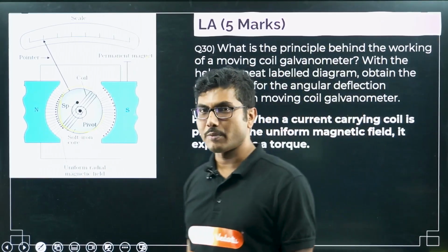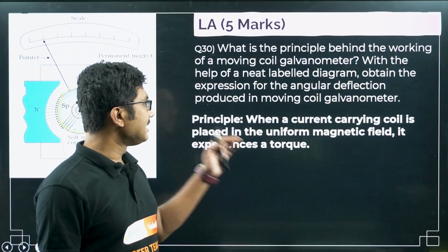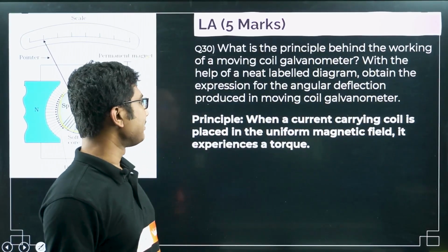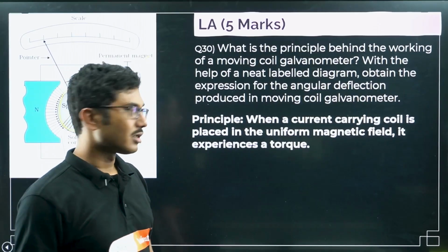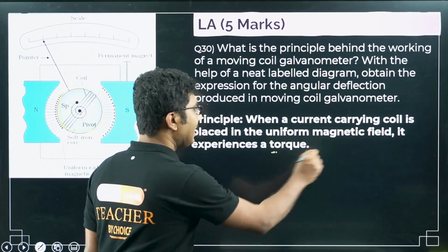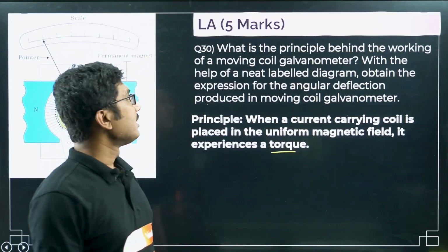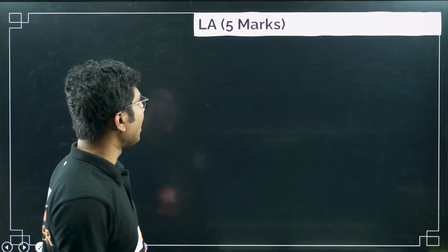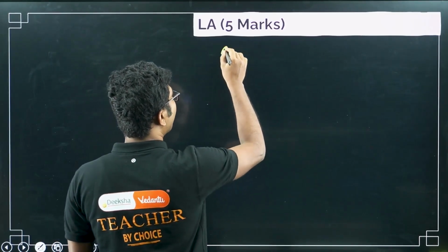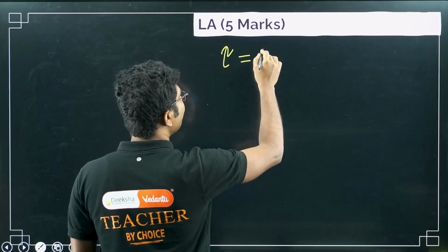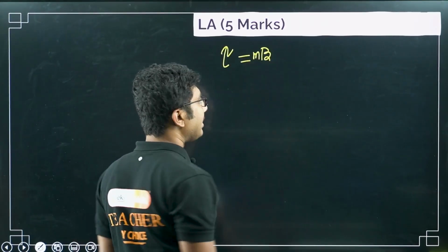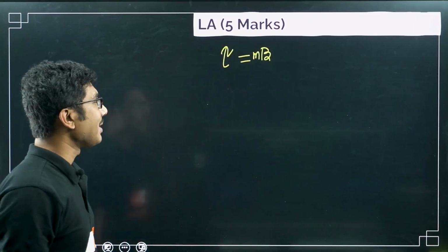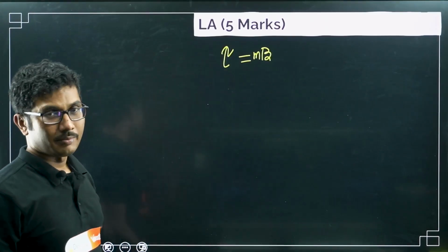Different books provide different diagrams, but the principle is: when a current carrying coil is placed in a uniform magnetic field, it experiences a torque. So that is the basic principle of the galvanometer. Now what was the torque? We already calculated that. It is MB. MB is the torque acting on the system, M is the magnetic moment.